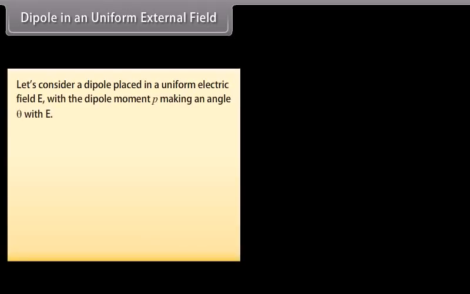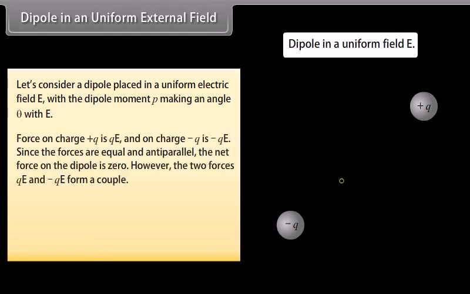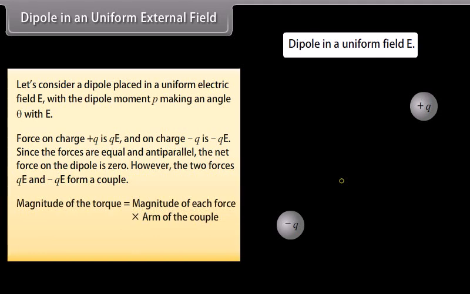Dipole in a uniform external field. Let's consider a dipole placed in a uniform electric field E with a dipole moment P making an angle theta with E. Force on charge plus q is qE and on charge minus q is minus qE. Since the forces are equal and anti-parallel, the net force on the dipole is zero. However, the two forces qE and minus qE form a couple. Magnitude of the torque is equal to magnitude of each force into arm of the couple. This equation can be written as tau is equal to cross product of P and E.